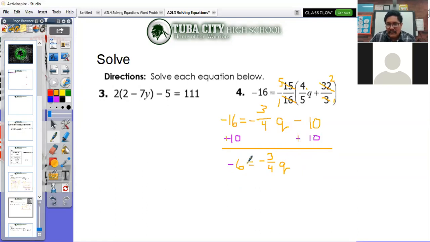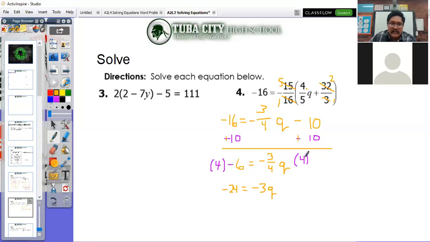Anyway, where was I? So a number you times by 3, divide by 4. So we're going to get rid of this division by 4. To get rid of that divide by 4, I am going to times both sides by 4. Times this by 4, times this by 4. Well, actually, the appropriate word is times everything by 4. So 4 times -6 is -24. And this should be negative 3q.